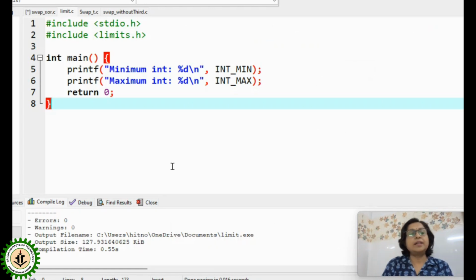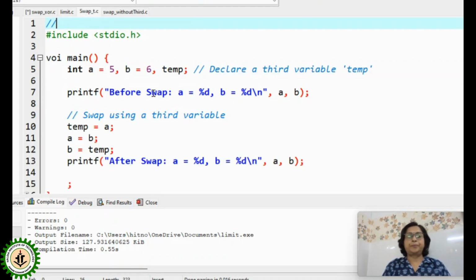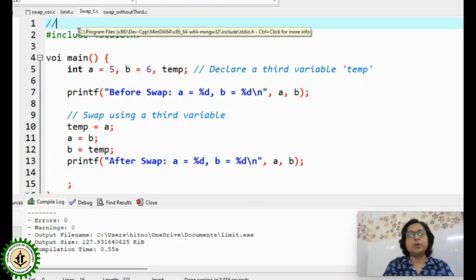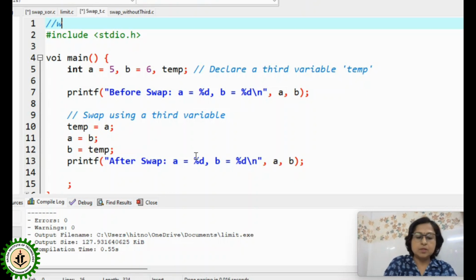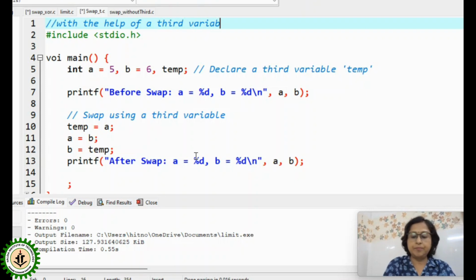Now let us directly focus on the swapping logic that we want to discuss today. First, we will swap two integers with the help of a third variable. Fine, so let us see.